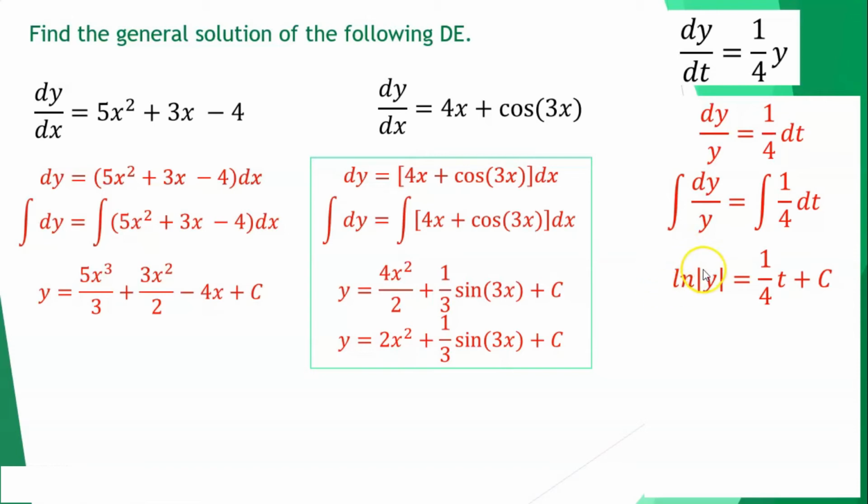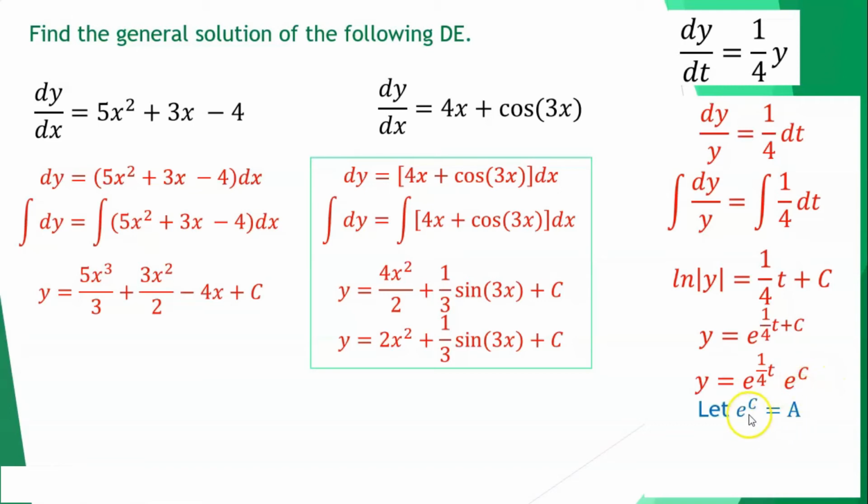So, that's ln of y. And the integral of 1/4 dt would be 1/4 t plus c. Now, take note, ln of y, we can rewrite this as y is equal to e to the power of 1/4 t plus c. Or we can rewrite this as y is equal to e to the power of 1/4 t times e to the power of c.